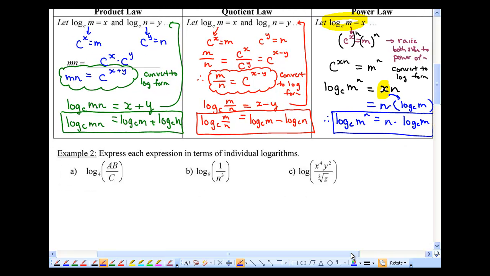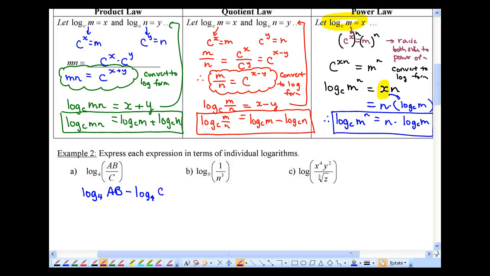So I've got this nice compact log, but I want you to separate them into individual logs using the product, quotient, and power law. Okay? So if you look at the first example, log base 4 of AB over C. Well, AB is multiplication, C is division. So I think what I'm going to do first is rewrite this as log base 4 of AB, you see AB as one term. And because I see division, I'm going to use that quotient law. So there's my first part. And I'm going to subtract that from the next part, log base 4 C.